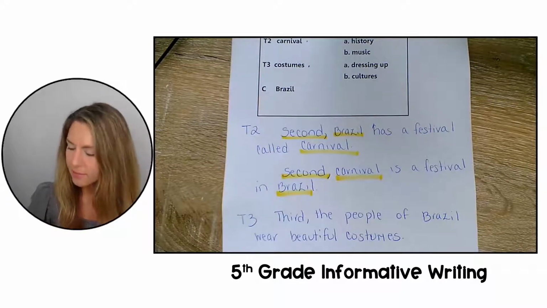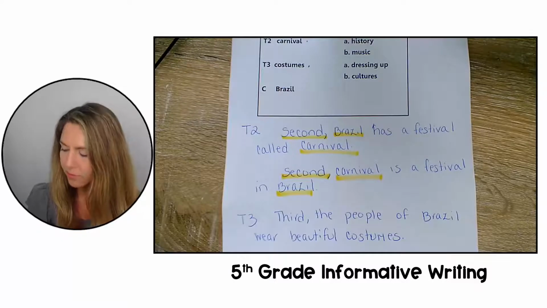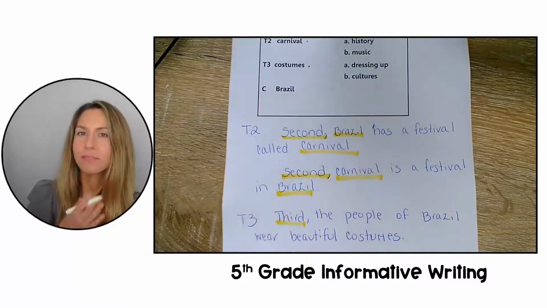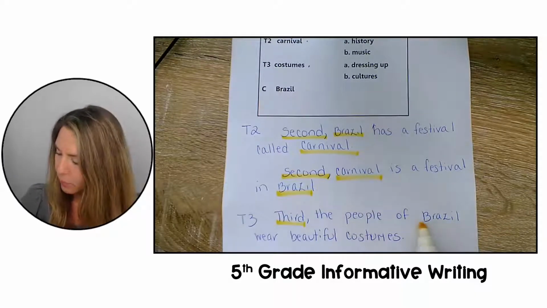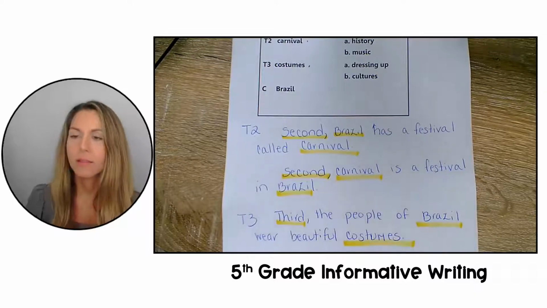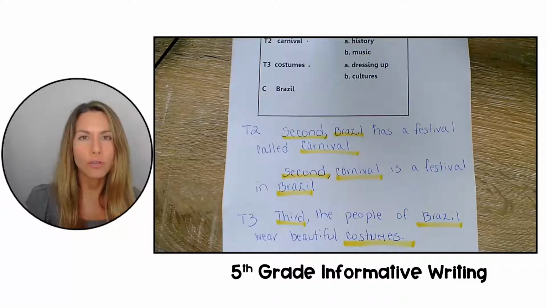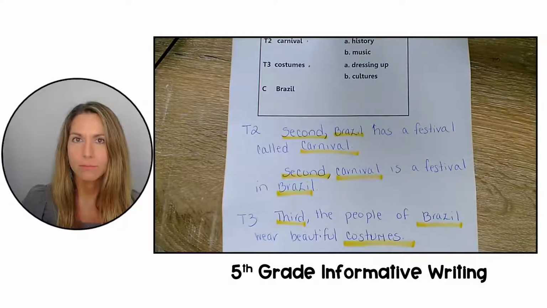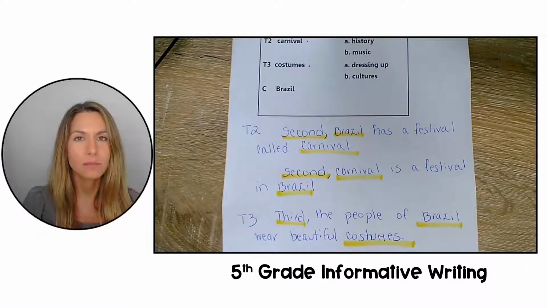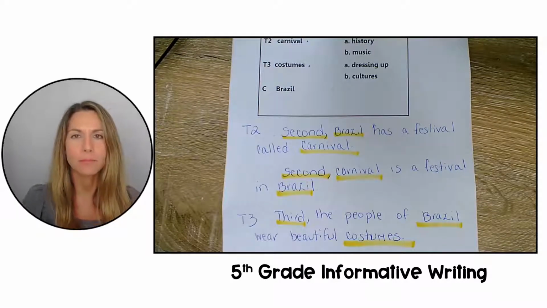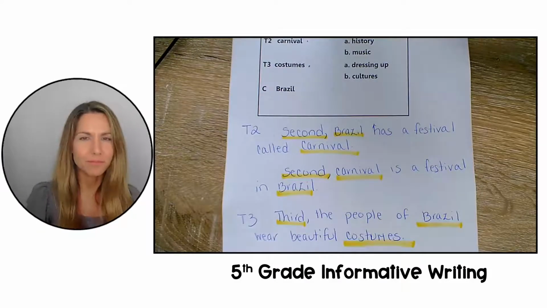My topic sentence says, third, the people of Brazil wear beautiful costumes. So I have my transition, third, I have my prompt, Brazil, and I have my topic, costumes. Look over your topic sentence. Do you have your transition word? Did you mention Brazil? That's the prompt. And did you mention costumes? That's the topic. If you have those 3 pieces, you're good to go.